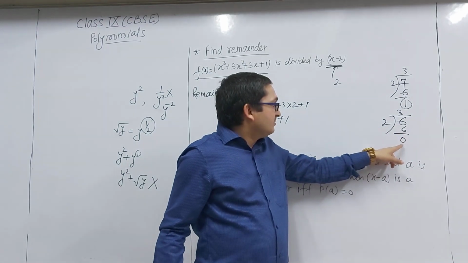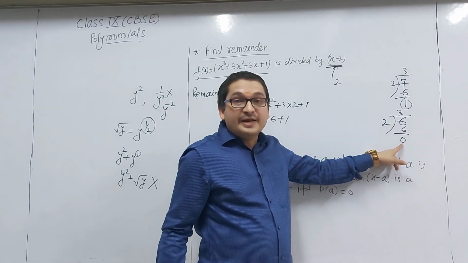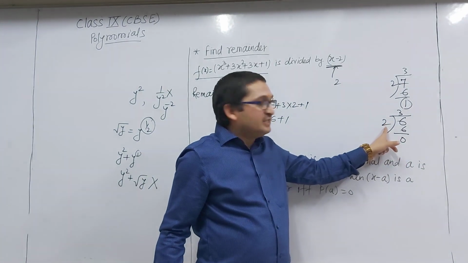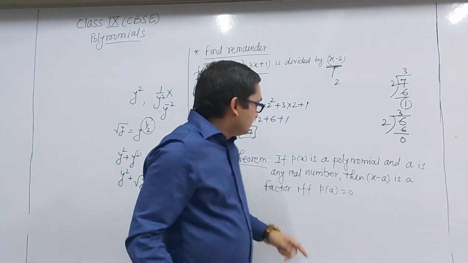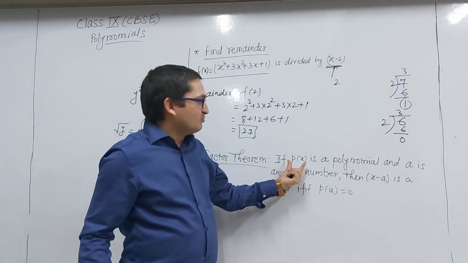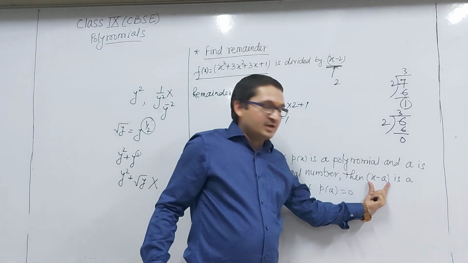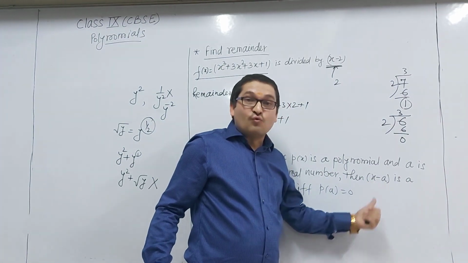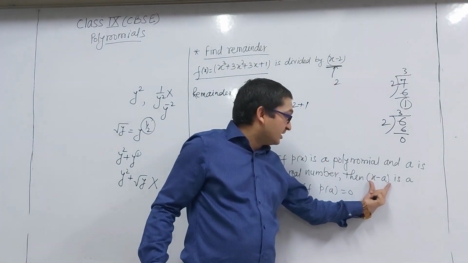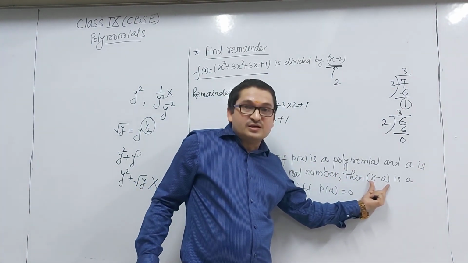It means if the remainder is not 0, this divisor is not a factor of the dividend. Similarly, the same concept you are going to follow here. Suppose p(x) is a polynomial in terms of x, and you are dividing by x minus a. This is the divisor and this is your dividend. So what is the zero of this divisor?